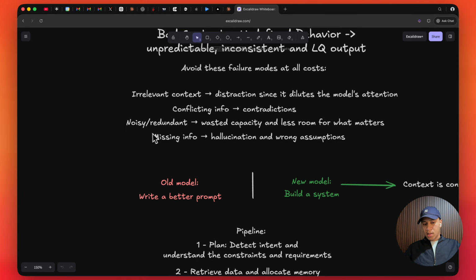The third failure mode is noisy or redundant context, and that wastes capacity and leaves less room for what actually matters for the agent to perform the necessary steps to accomplish the goal. You can always do compaction, and when you create a model that summarizes the old turns, you must always make sure you instruct that model to first understand the requirements and the context of the goal before it starts summarizing, and you can perform a sort of filter to remove anything that's not relevant to the context.